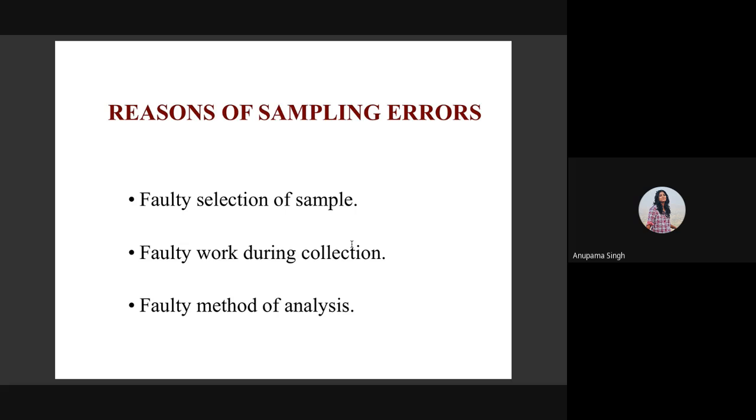Faulty work during collection is one kind of error that comes under sampling errors as well as non-sampling errors, both, right? Because the whole collection of the data comes under the sampling process only. So if we are going to conduct a sampling survey, and our interviewer is not conducting it in the manner that he or she should, then the observations or values or inputs coming from the respondents will be wrong. So in that way, another sampling error will occur.